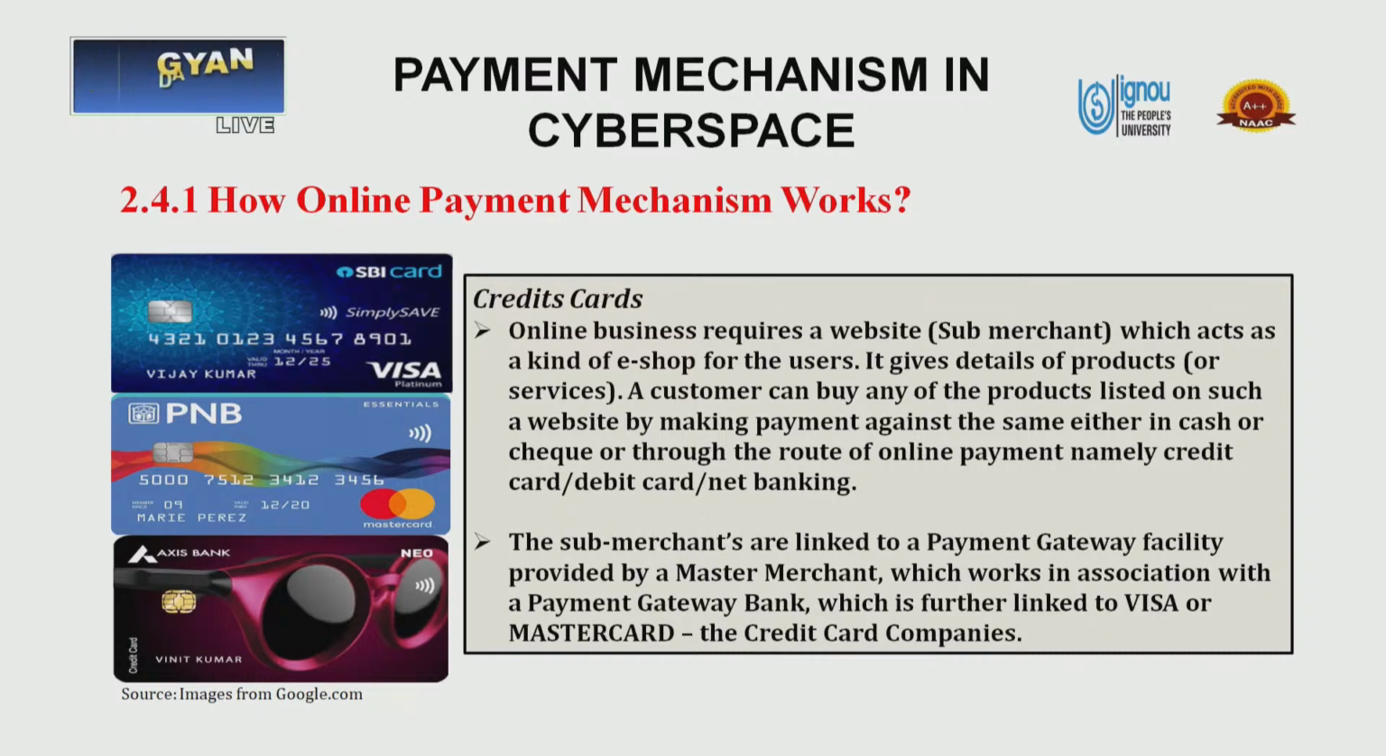A customer can buy any of the products listed on such a website by making payment against the same either in cash or check or through the route of online payment, namely credit card, debit card, net banking. So various options are there. When you are depositing your bill of telephone or electricity, you see so many options. You have UPI, you also have the mobile wallet, you have debit card, credit card, and also a prepaid mechanism is there.